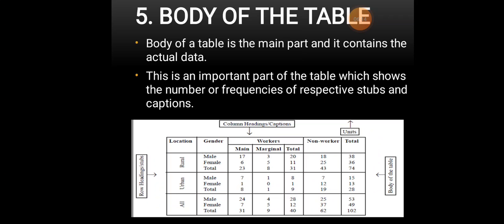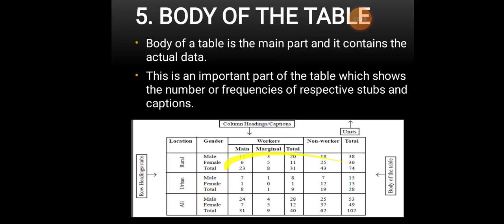Next one is about the body of the table, which is the most important thing. The body of the table is the main part and it contains the actual data. Till now we studied the column headings. Column headings are also very important because, when I come to your marks list, it is very important for me to know for which marks what subject has been given. It is also important for me to know about the row, for which name, for which kind of subject, all these things.